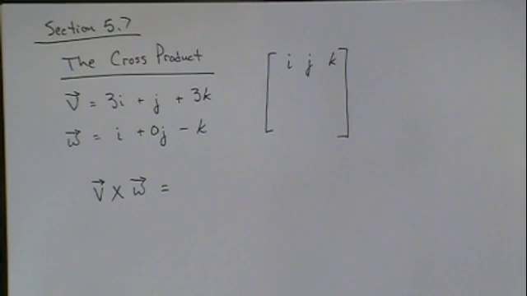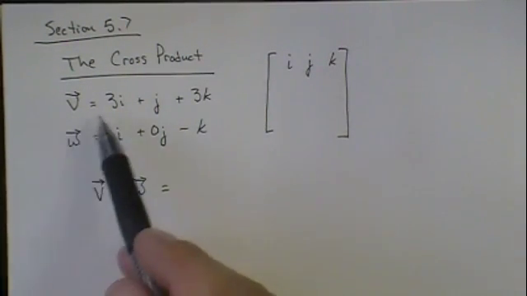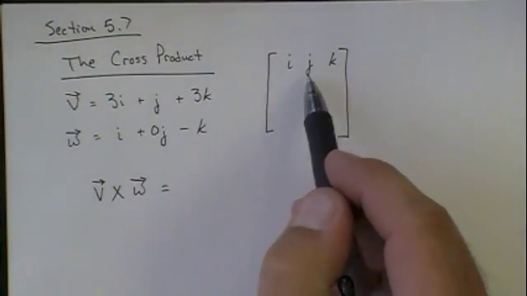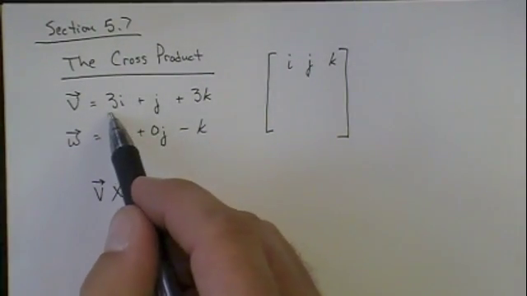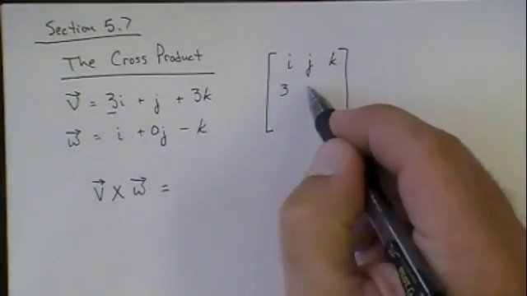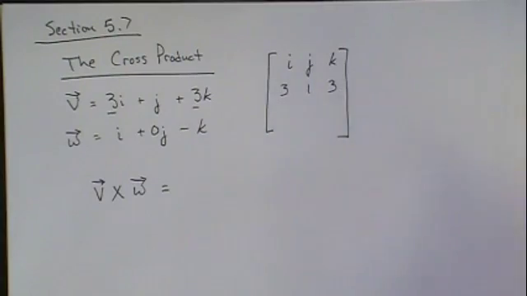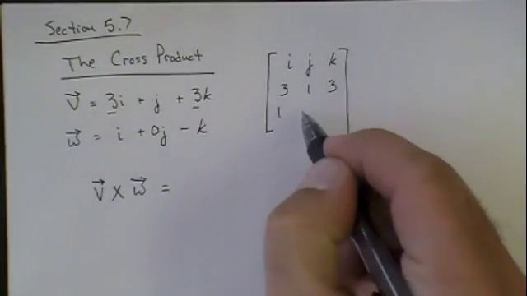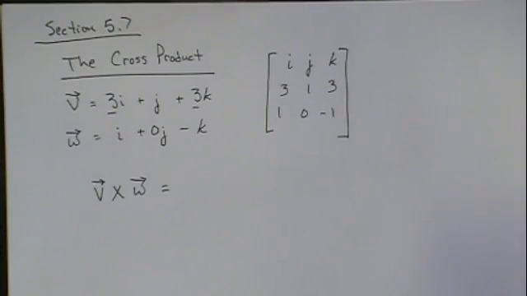In section 5.7, we're going to be using the cross product to determine different things. And first thing we need to do if we're going to take the cross product of vector v and vector w is we need to put these vectors in a matrix. So I have my i, j, and k components, and so I'm going to take my values here and plug them in. We have 3, 1, and 3 going across here for vector v, and then for vector w I have 1, 0, and -1.